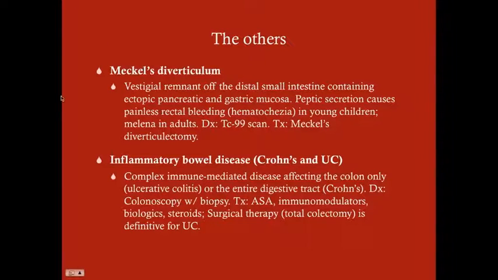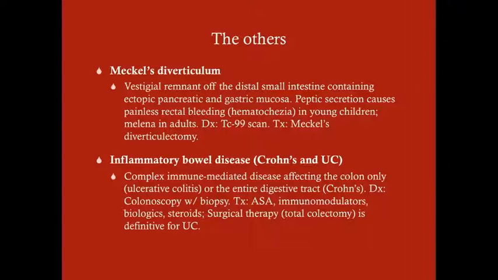So Meckel's diverticulum is just a vestigial remnant of the distal small intestine. It has pancreatic and gastric mucosa. The gastric tissue secretes pepsin, and then that's going to cause ulceration and bleeding. Typically you find this in children, but it can be found in adults too. For diagnosis, you do a technetium 99 scan, and I show you pictures of that in the hematemesis and melena section. Treatment is a Meckel's diverticulectomy.